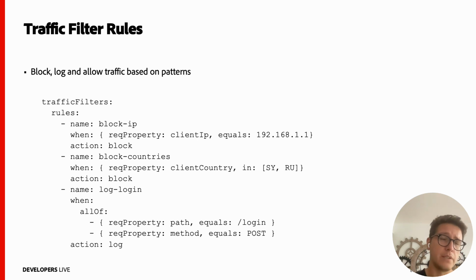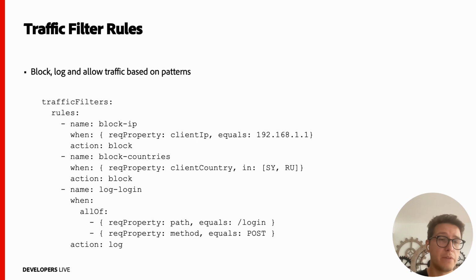As you can see in that example, traffic filter rules follow exactly the same syntax as the other rules that Marius just introduced you to. And here you can see how you can leverage traffic filter rules to, for example, block specific IPs or block a list of countries, and how you could even log any login attempt on your website.